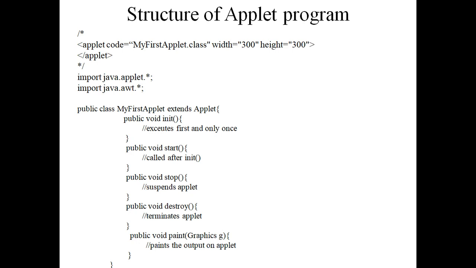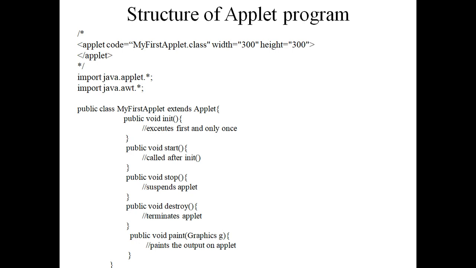So this is how I write the class. The structure of an applet program is simple. First define the HTML code using the applet tag, comment the block, then write your Java code. The class that you have created must extend the Applet class. Import the two packages, the applet package and the AWT package, and inside the class define all the 5 methods. This is the basic structure of an applet program.